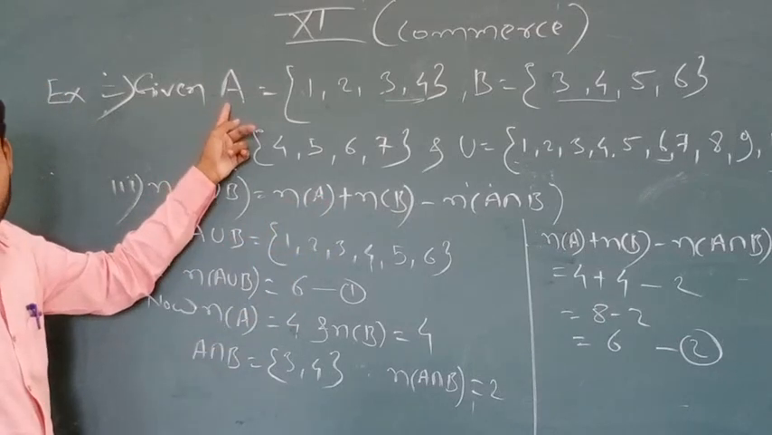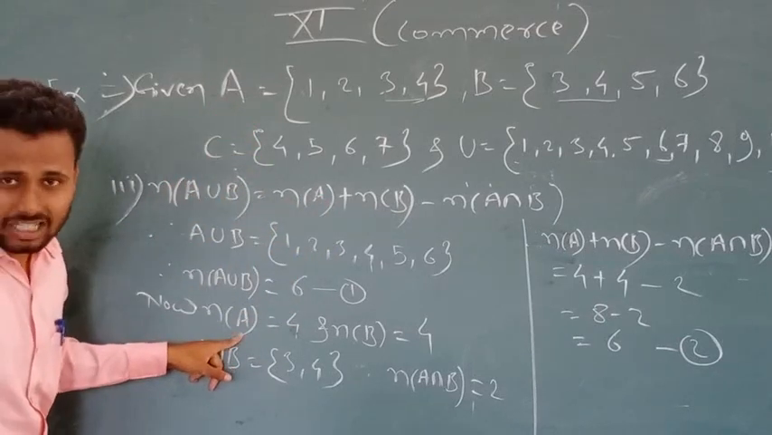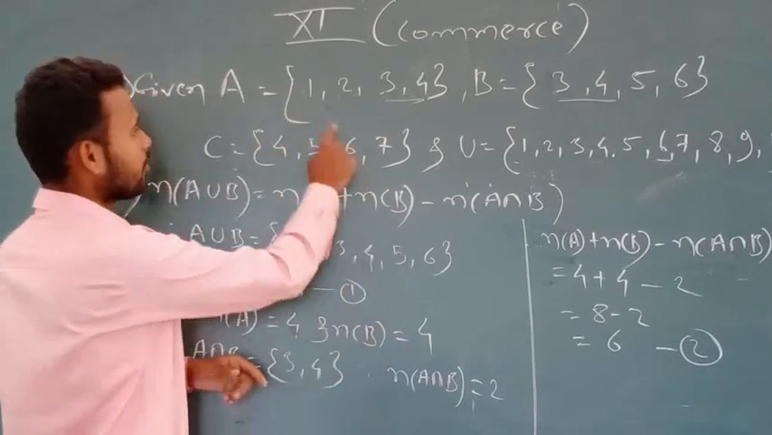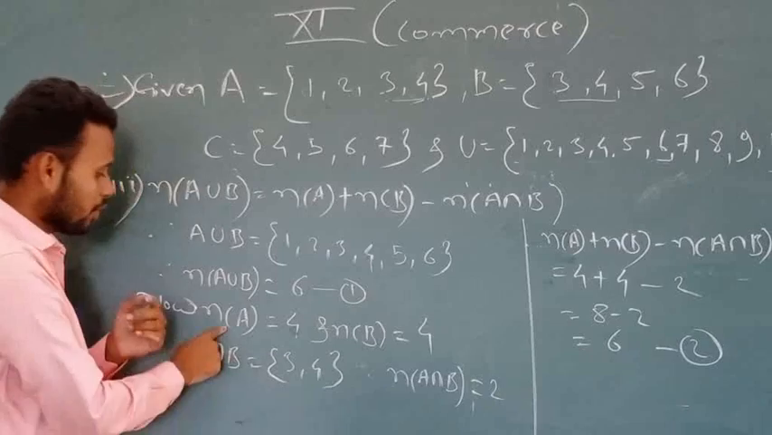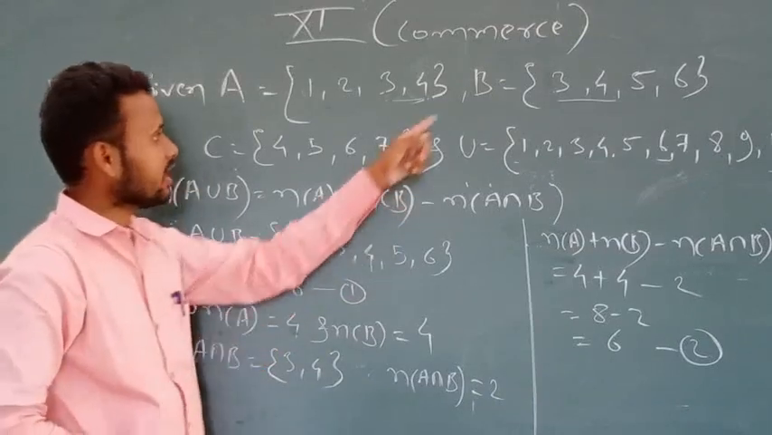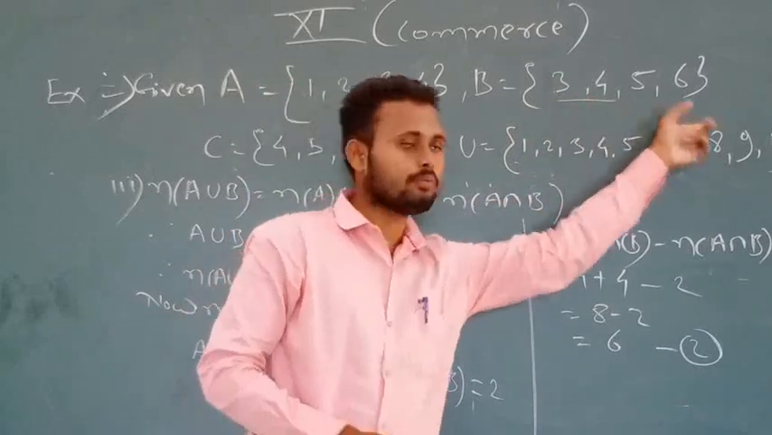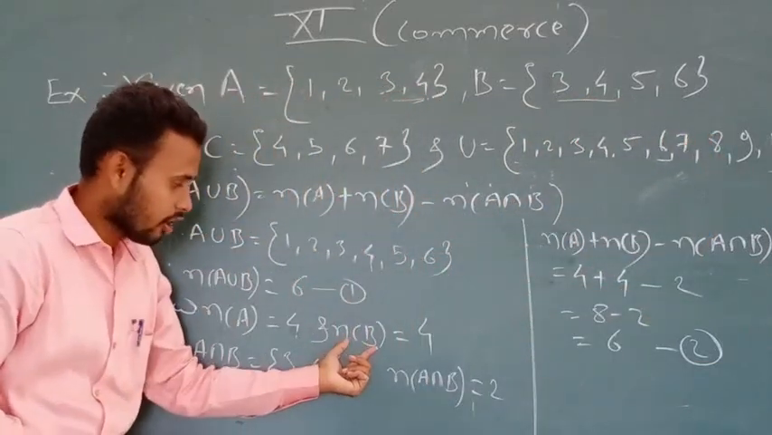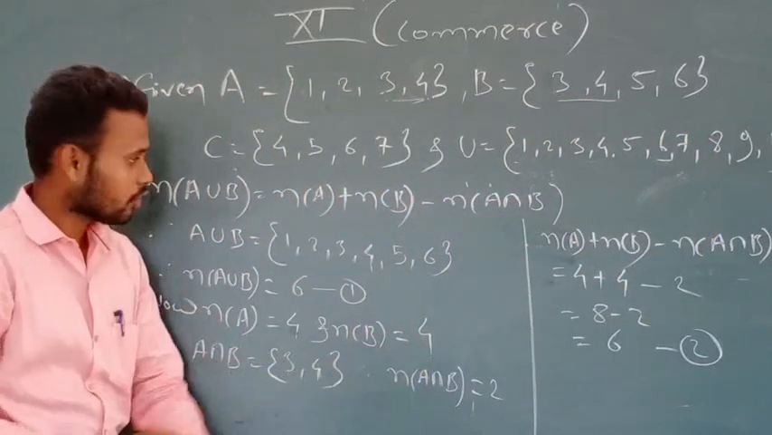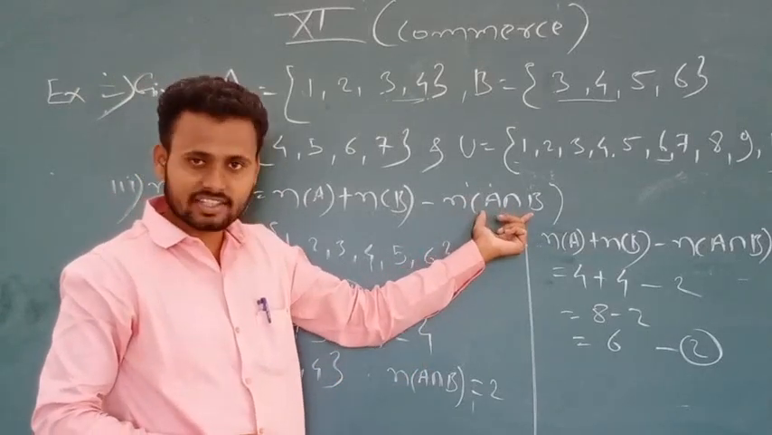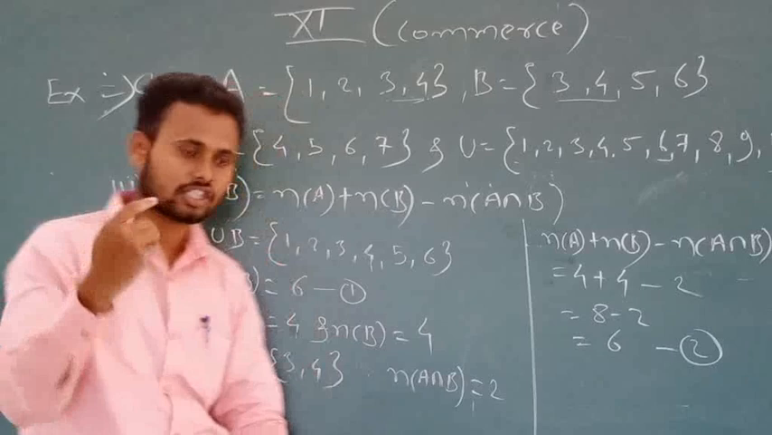First, n of A, the cardinality of set A, the number of elements in set A. How many elements? 1, 2, 3, 4. Therefore, we get n of A equal to 4. Similarly, n of B, the number of elements in set B: 1, 2, 3, 4. Therefore, n of B is also 4. Now, what remains is n of A intersection with B. First we find A intersection with B, and then take n of A intersection with B.